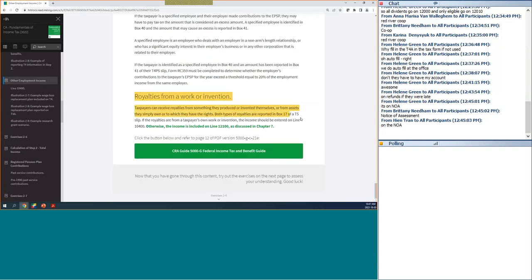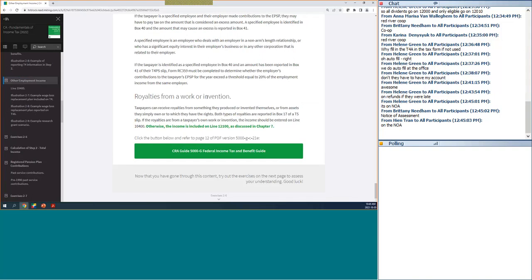Royalties from a work or invention, what are the rules for it? If you produced or invented something yourself, then you will get royalties on that. So, if, for example, you might have composed a piece, you might have invented a pen that writes upside down without being affected by gravity.